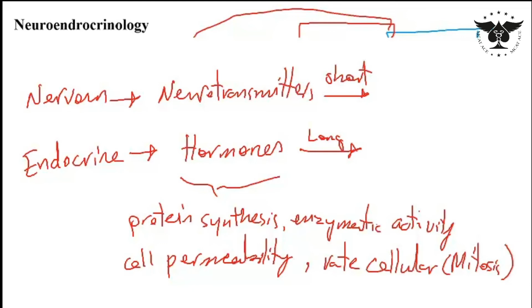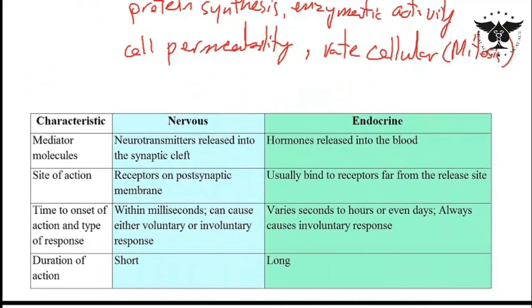All right, so here I have a table that summarizes the difference between the nervous system and the endocrine system. So both of these systems release mediator molecules. The nervous system is releasing neurotransmitters into the synaptic cleft that are acting on the postsynaptic membrane. So there is only a short distance that is being traveled by neurotransmitters, versus the endocrine system that releases hormones in blood, and they can travel a long distance until they reach their destination.